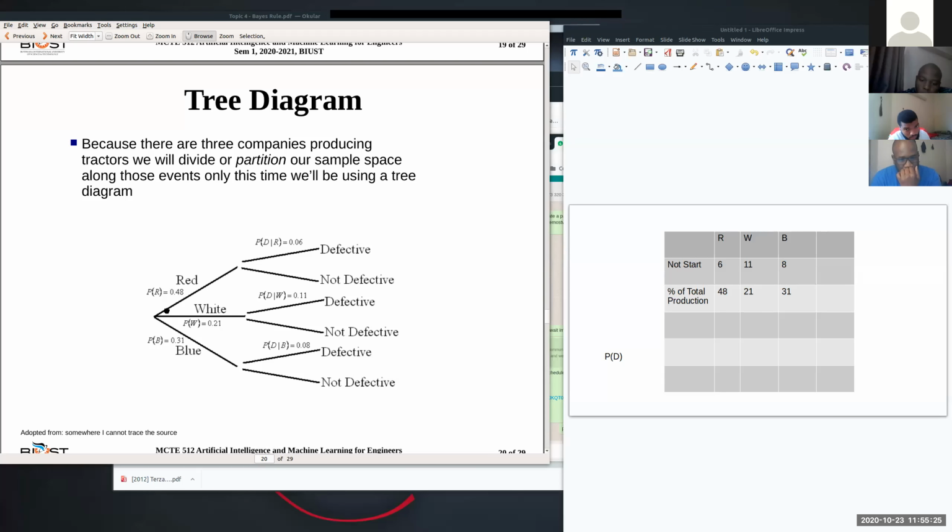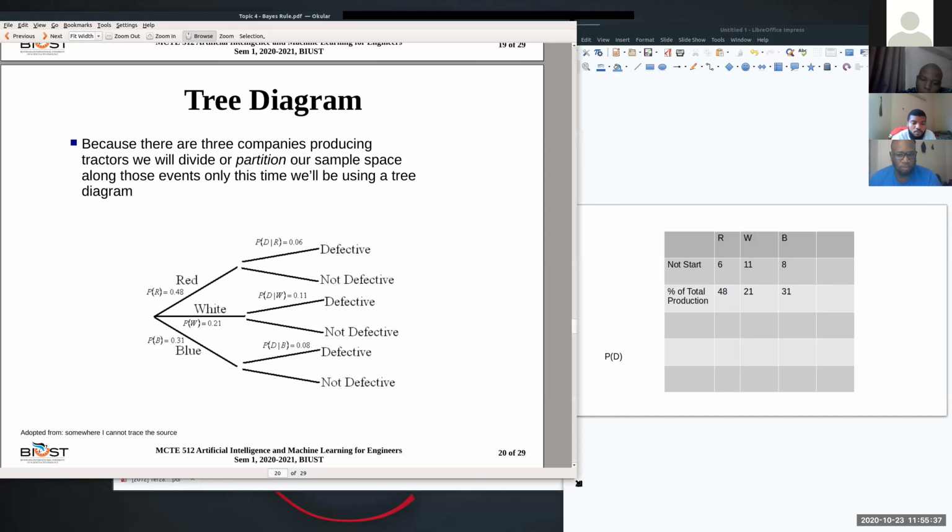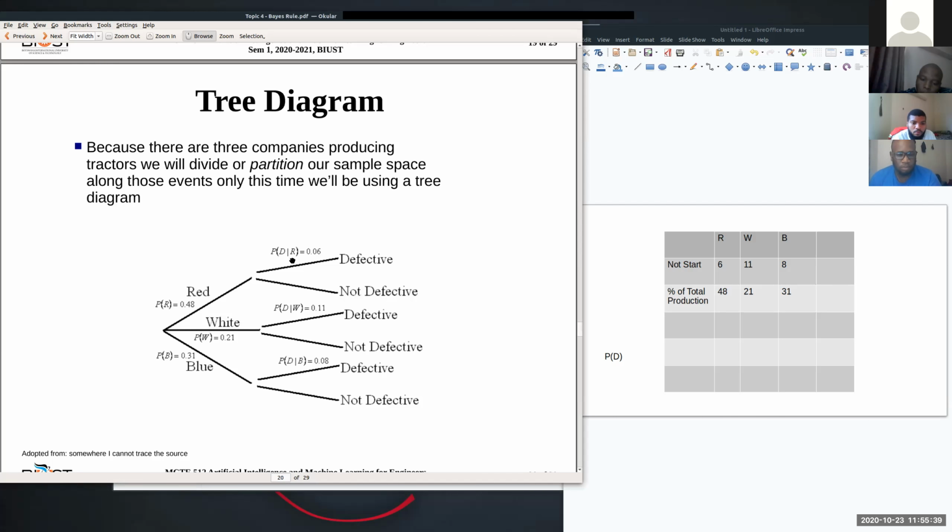Okay, so now the probability of the red, white, and blue line. So these are the initial givens. We know this as given from the table. And now, given that it is red, what is the probability that it is defective? Here, 0.06. So not defective is the complement of this one. That means 0.94 is not defective, given the red line.